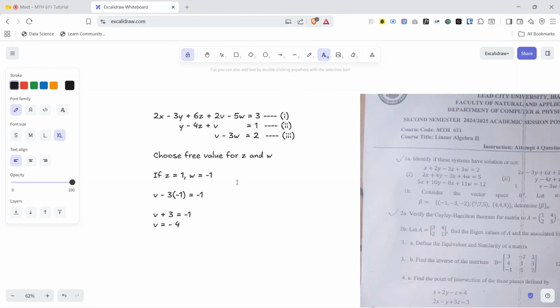In order to get the other ones, we are just going to plug in what we have. So for equation 2, y minus 4z plus v, remember our z is 1, our v is now minus 4, equals to 1. This would give us minus 4 minus 4, that would be minus 8, equals to 1. It means our y would be equals to 9 because 8 will move to the other hand.